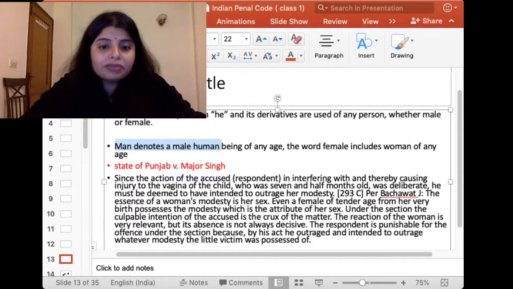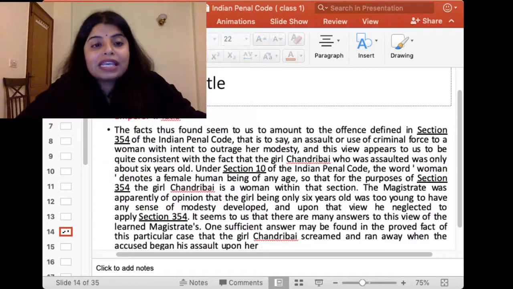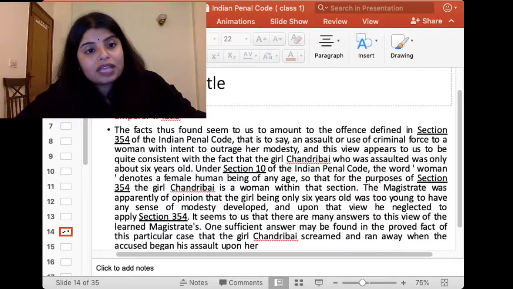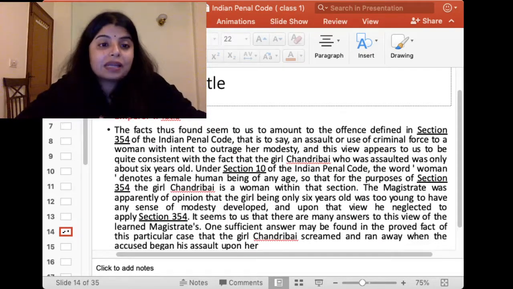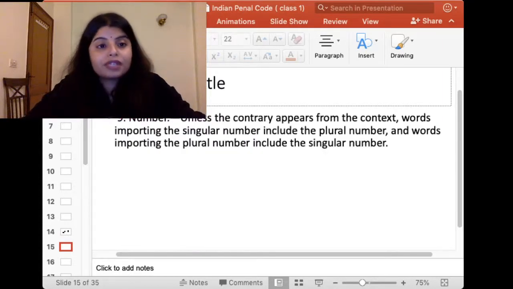Similarly, a very similar situation was a case where a 6-year-old girl in Chandribai was also molested, and the same question arose there: whether a 6-year-old child would hold that modesty or would have developed that sense of modesty. And similarly, the court said that whatever the age, looking at Section 10 of the IPC, every female, whatever age, has that modesty, because we're talking about the attributes there.